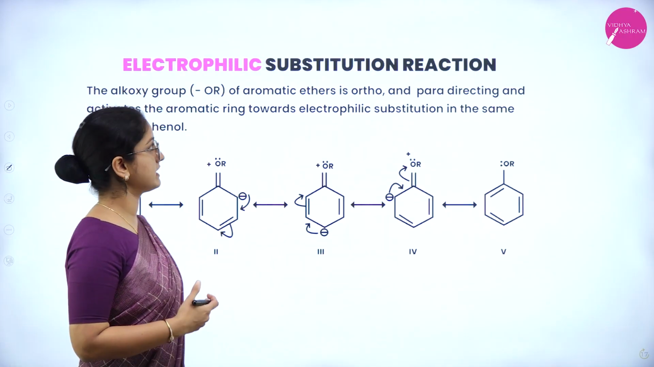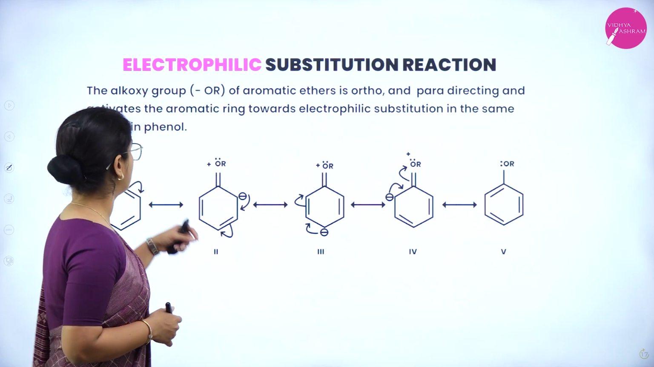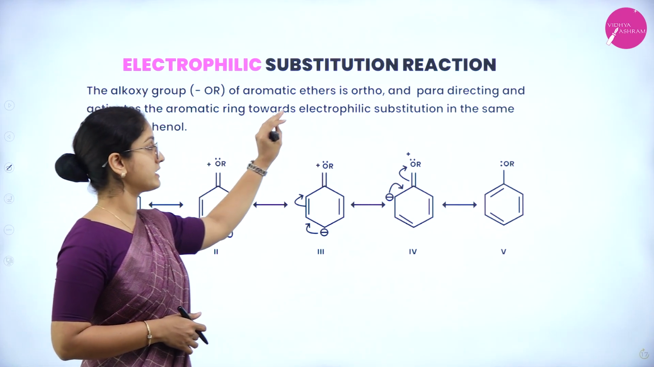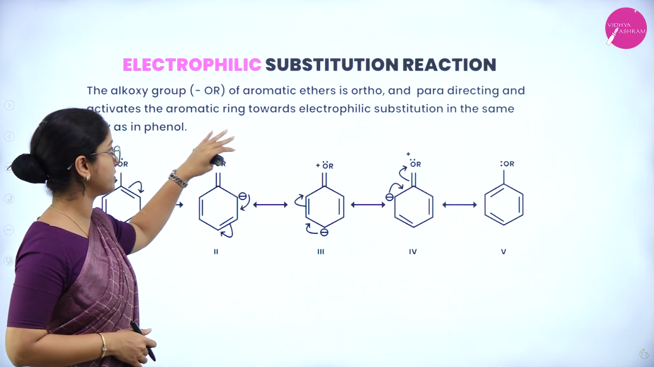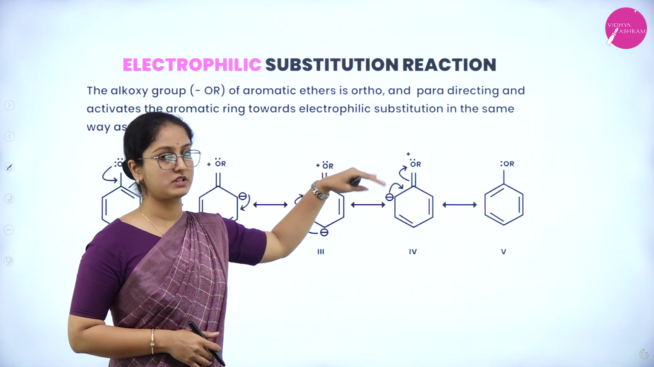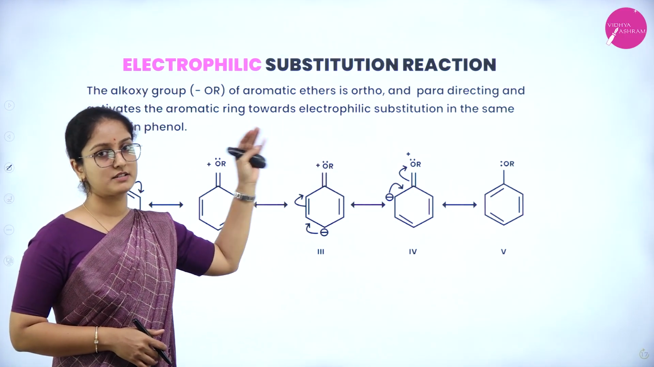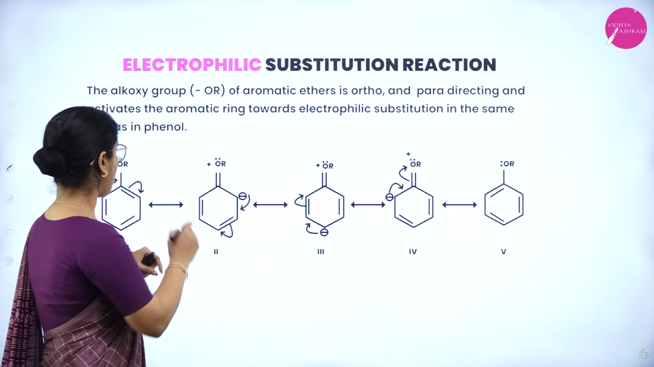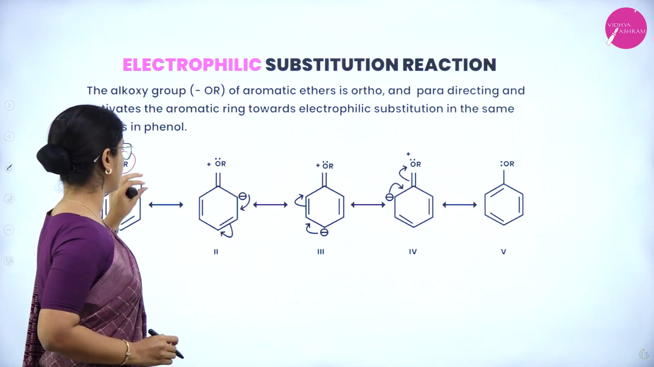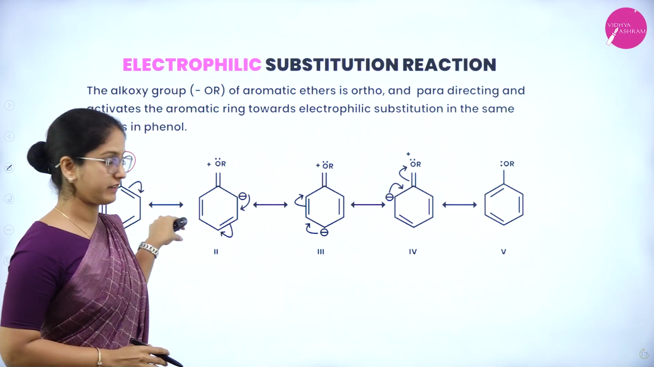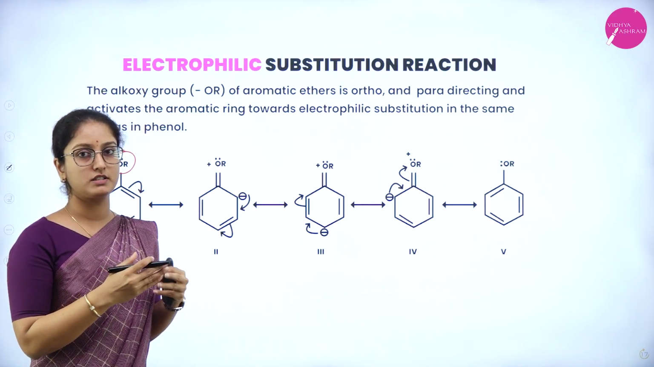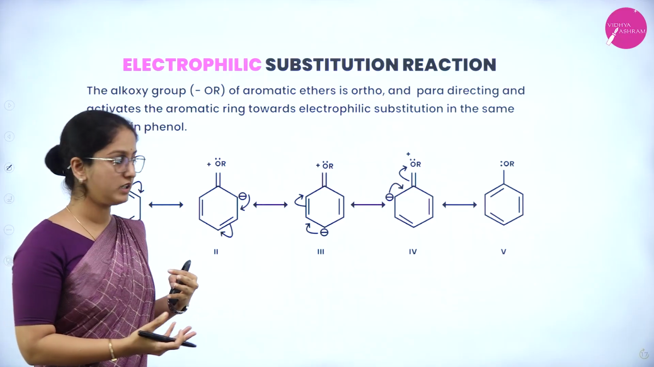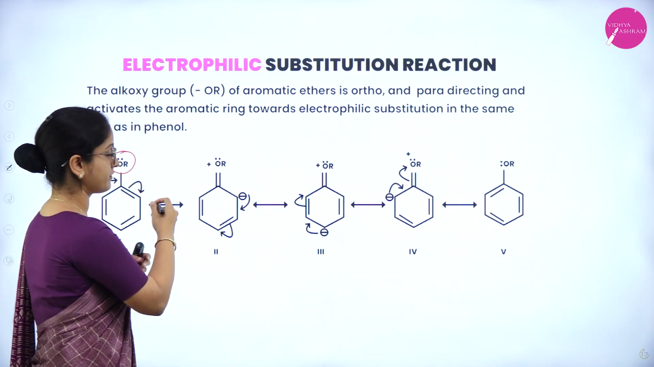Next, let us see electrophilic substitution reactions. The alkoxy group of aromatic ethers is ortho and para directing and activates the aromatic ring towards electrophilic substitution reaction. It is the same as phenols. Here the alkoxy group is attached to the aromatic ring, and oxygen has lone pairs of electrons.